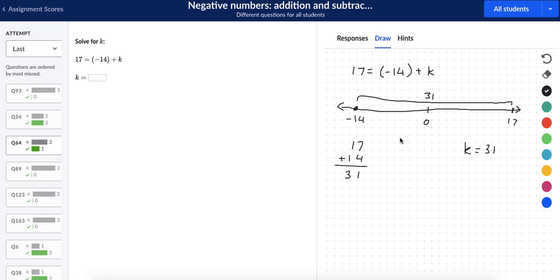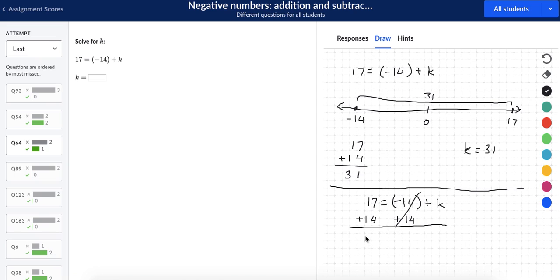Okay, so that's not immediately obvious to everybody. Another way of looking at this one is if we were to rewrite it and use the algebraic method. So if we start with 17 equals negative 14 plus k, and then we add 14 to both sides of the equation, recognize you can do the same thing on both sides of the equation and keep the truth of the equation. This negative 14 plus 14 would cancel out. 17 plus 14 would become 31, and the rest of the equation would follow. So this here is the algebraic method. This here is just looking at it as a number line.